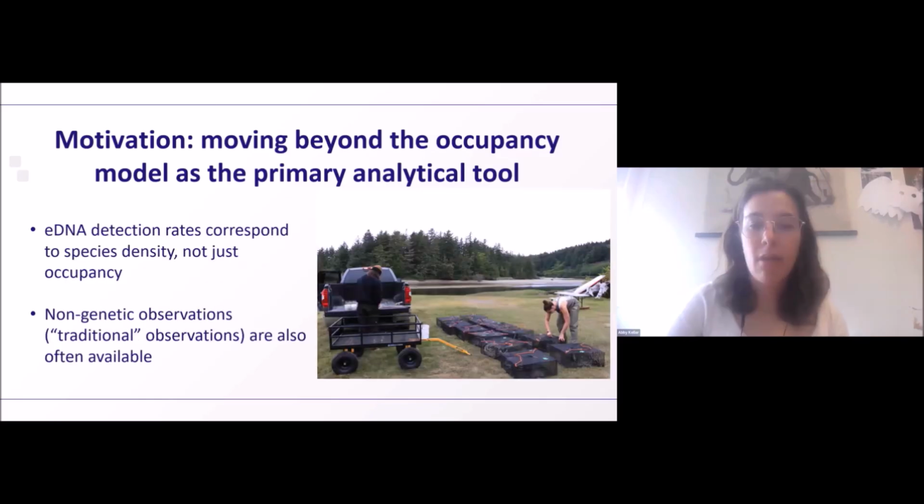But occupancy models may not always be the most appropriate analytical method for interpreting eDNA detection data. So the rate of detection can often correspond to species density, not just occupancy, presence or absence. And thinking back to the green crab story, we often have observations from non-genetic data sets, which from here on I'll kind of refer to as traditional observations. And these traditional observations often spatially and temporally overlap with some or all of the eDNA data. And existing software really has not yet facilitated the integration of eDNA data with measurements made by other methods.